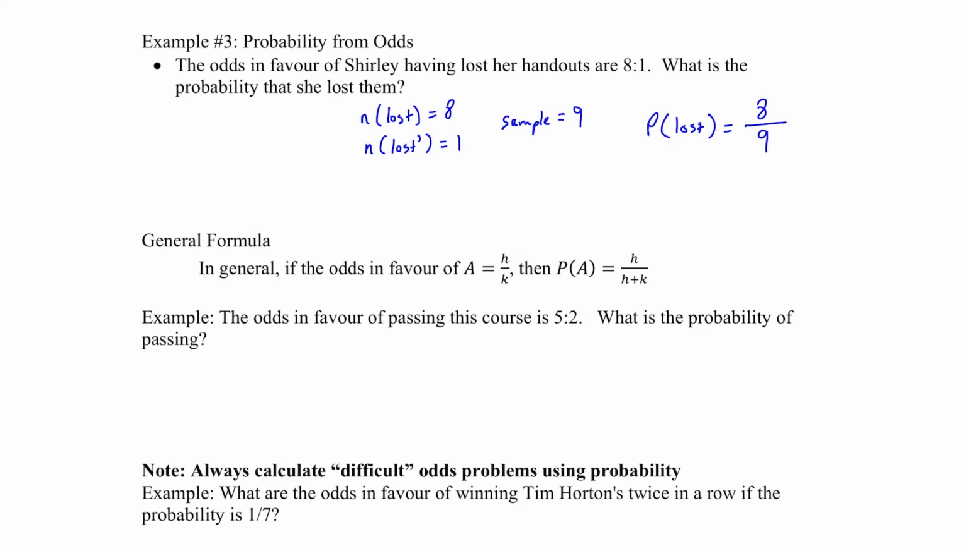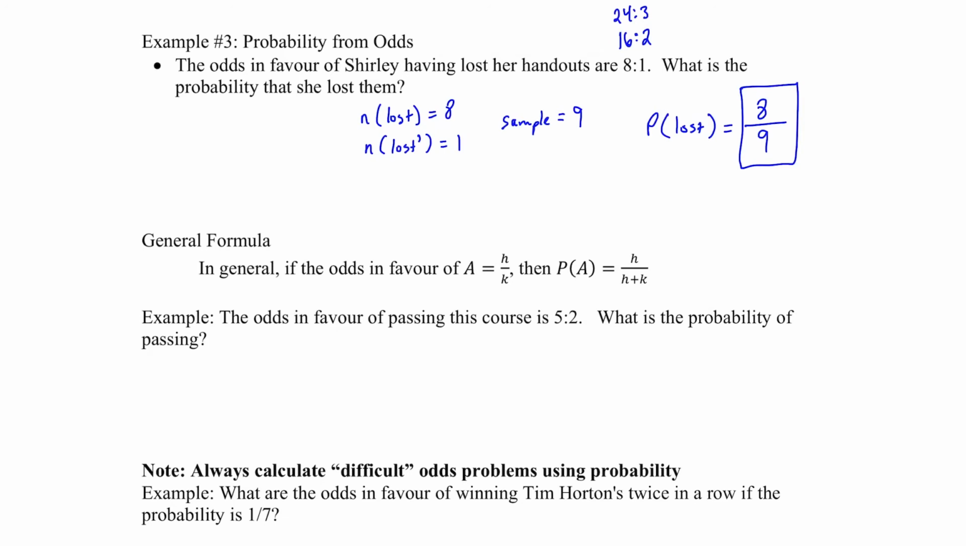Now I kind of made a jump in the conclusion here. Her having lost her handouts was 8-to-1. It could have also been 16-2, because that would have simplified to 8-to-1. But notice that it doesn't really matter if we were to look at it as 8-to-1 or 16-2 or 24-3. In all ways, once we simplify it, we would still come up with an answer of 8/9, because the ratio would remain the same and therefore the probability would remain the same.